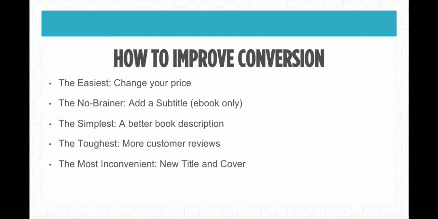And then the most inconvenient way is a new title and cover. That is a real pain, but people have done it, myself included, and I'll walk you through that a little bit later. These are the ways. Lower your price, add a subtitle, improve your book description, get more customer reviews, new title and cover. These 5 big areas are how you can improve your conversion rate dramatically.